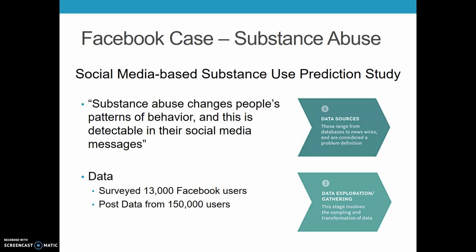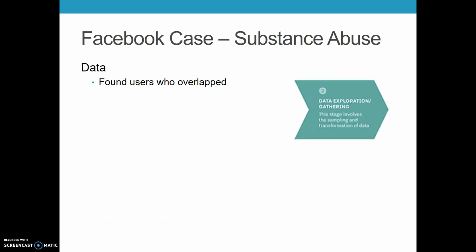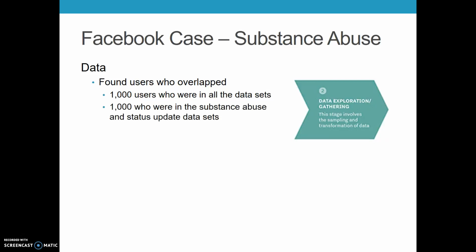Next, the researchers collected data from 22 million status updates posted by over 150,000 Facebook users, and Facebook post like data from over 11 million Facebook users. The next step was to see how many users overlapped into different data sets. They found that almost 1,000 users were in all of the data sets, meaning they were in the status update data, the like data, and in the substance abuse data. Over 1,000 were in the substance abuse and status update data sets, and over 3,500 people were in the substance abuse and Facebook likes data set. The overlapping was good news for the researchers.